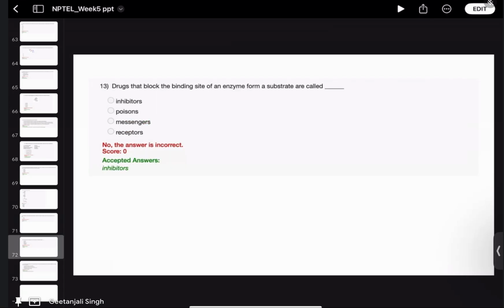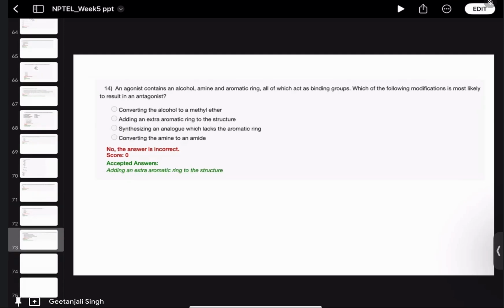The next question was, a drug that blocks the binding site of an enzyme from a substrate is called, obviously, inhibitors. Receptors are different targets, and messengers are like cAMP that, in the case of receptors, actually travel with the message, and poisons are the ones that destroy it. So obviously the correct answer is inhibitors.